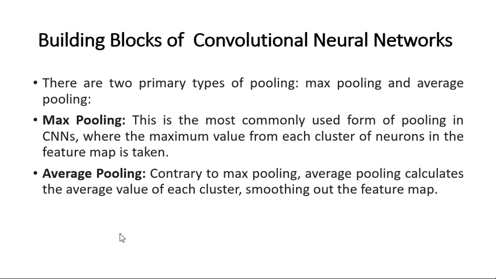The max pooling layer takes the maximum value from the cluster of neurons. After the feature map detection, there are a number of neurons in a cluster, and from those neurons the maximum value will be taken. Average pooling, in the cluster, calculates the average of those neurons. Either max pooling or average pooling can be applied on the model.